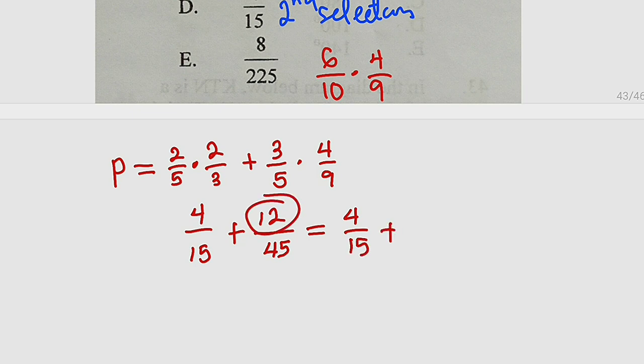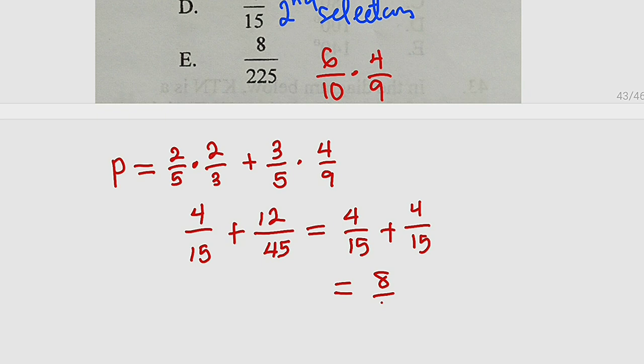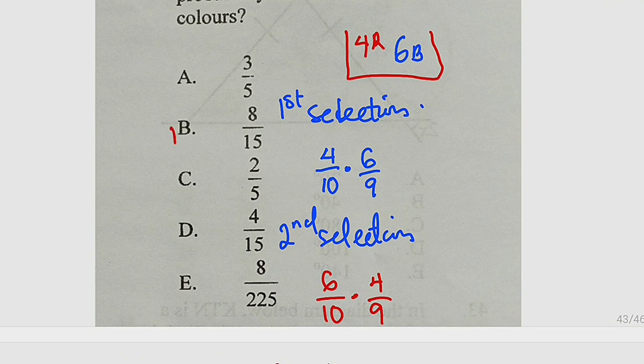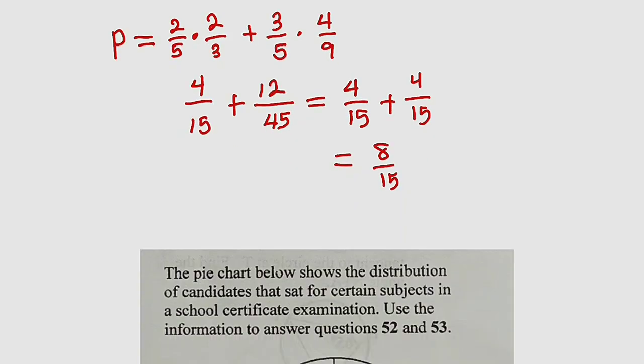Plus 3 can divide 12 4 times, so we have 4 here. And 3 can divide 45 how many times? 15 times. So you can see altogether we're going to have 8 over 15. And 8 over 15 is the probability. Let me see, which option is that? Option B.